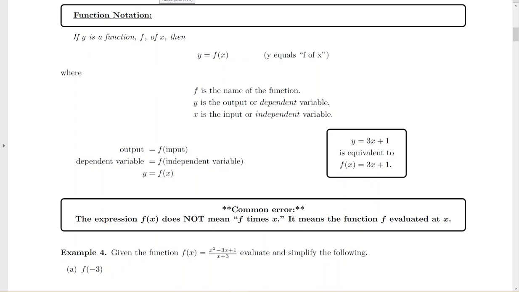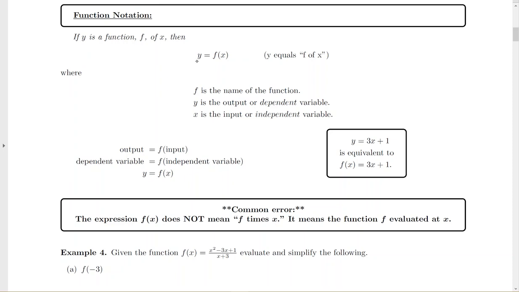Looking at function notation a little closer, we're going to be using the formal notation f of x. Y is a function f of x. You'll often see it written as y equals f of x. F is a function name. It's not a variable, so this isn't multiplication. This is f of x, a function name. And sometimes you'll see it as g of x or h of x. It's just the way of naming a function.